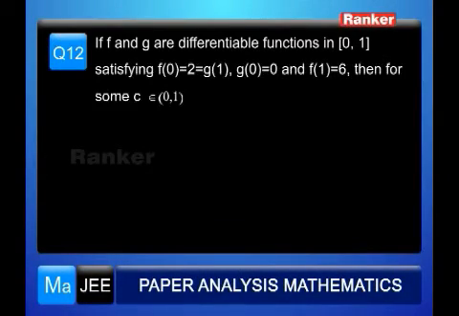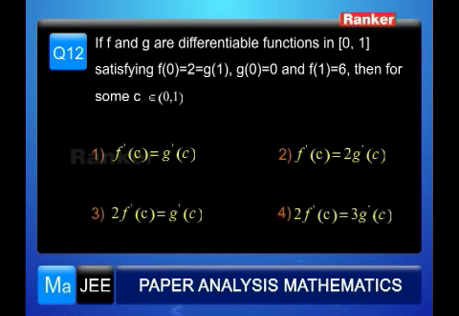If f and g are differentiable functions in the closed interval 0, 1 and satisfying the equations f of 0 is equal to 2 is equal to g of 1, g of 0 is 0 and f of 1 is equal to 6, then for some c belonging to 0, 1, we have: first option, f dash of c is equal to g dash of c; second option, f dash of c is equal to 2 into g dash of c; third option, 2 into f dash of c is equal to g dash of c; and fourth option, 2 into f dash of c is equal to 3 into g dash of c.